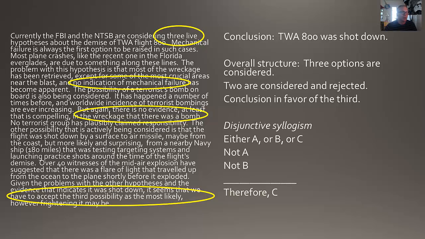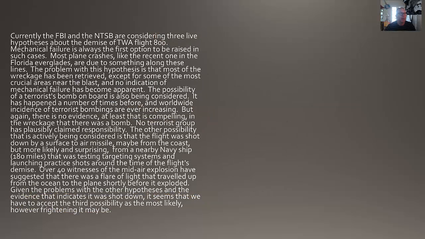So the overall structure of this thing is really quite simple. Either A or B or C is true. It's not A, it's not B, therefore it's got to be C. So there's your basic valid argument pattern. The question is, can we take this long-winded reasoning here and force it down into this nice simple format? And actually we can make it quite clear.